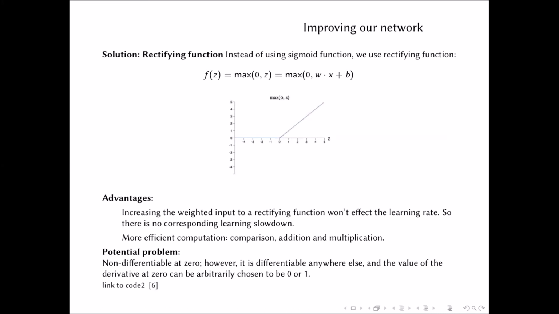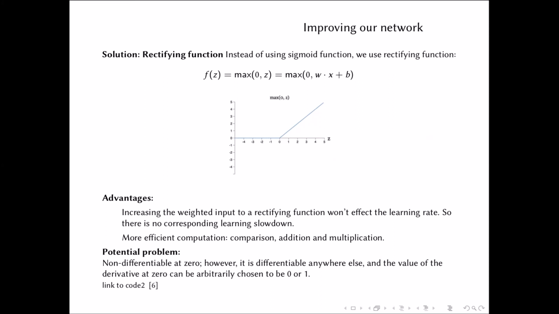So there is a solution. Good news is we have a solution. Instead of using the sigmoid function, we change our activation function to the rectifying function. The rectifying function is defined as the maximum value between 0 and z, so it's the max of 0 and the weighted inputs plus the bias. And this is a graph of the rectifying function.